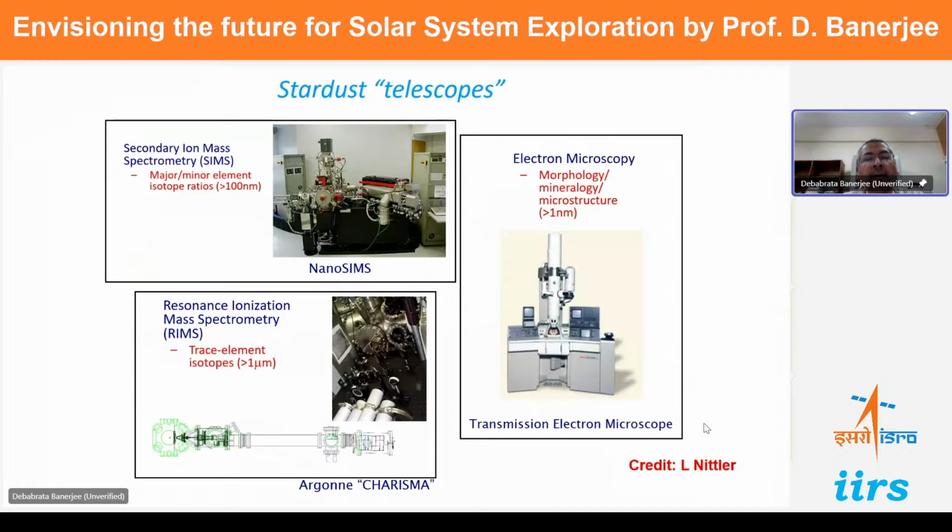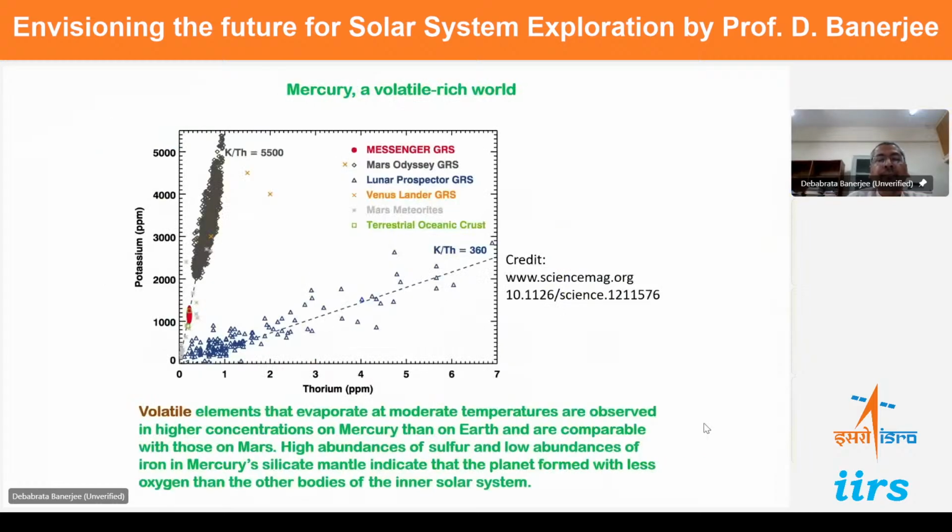And then you can have also resonance ionization mass spectrometry, which is looking at trace elements, and electron microscopy, okay, TEM, which is looking at nanometer sized structures. Now I will come to discoveries, and then I will conclude with questions. Okay, so Mercury. Now remember, Mercury is supposed to be very close. It is close to the sun.